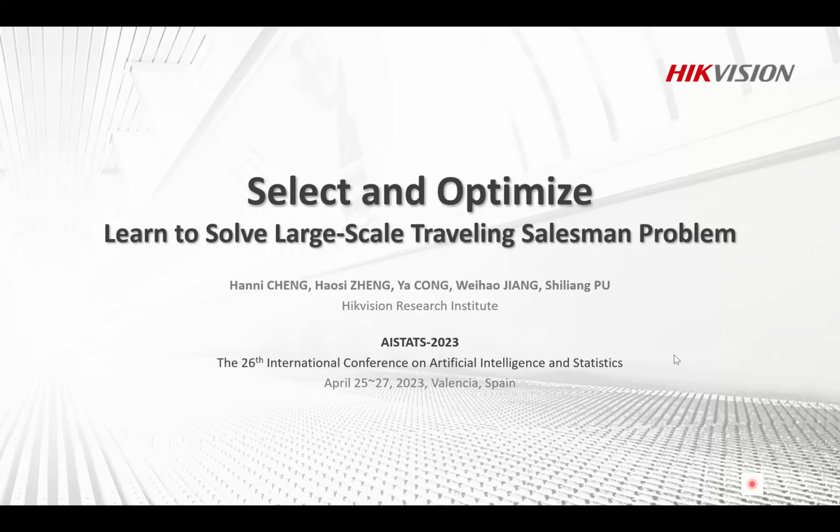Hi everyone. Today we are here to present our paper on Select and Optimize, which is a novel proposed deep learning-based method that aims to solve large-scale TSP instances. In this presentation, we are going to discuss current research on learning-based combinatorial optimization, especially on TSP problems. We are going to give a detailed description of our proposed method in this paper, as well as the experimental results from our research.